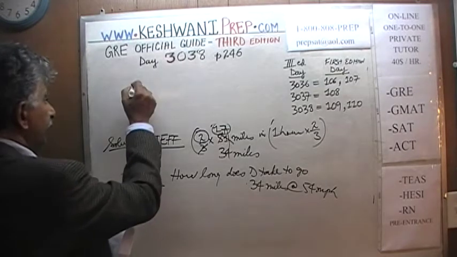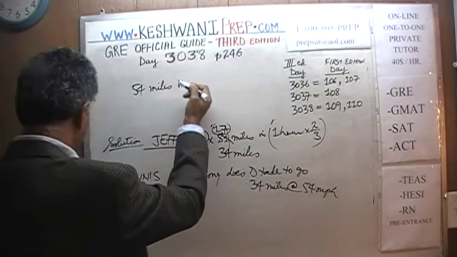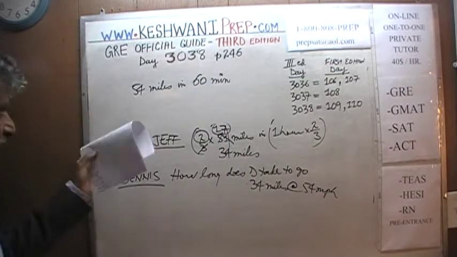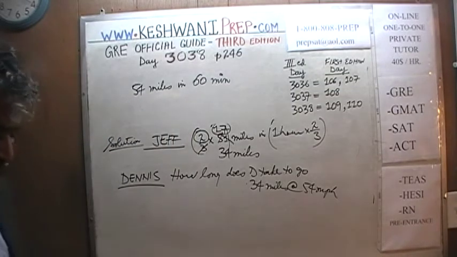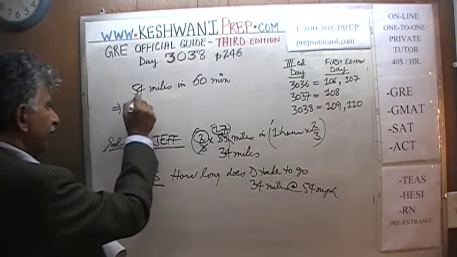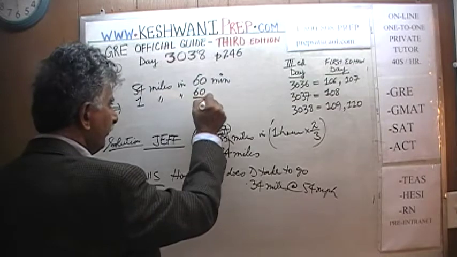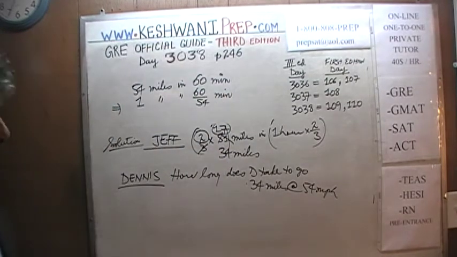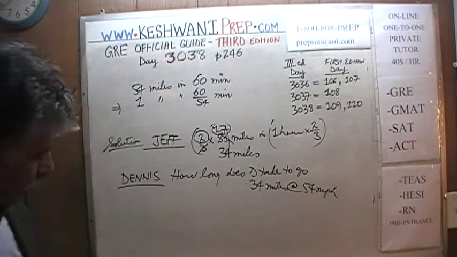So let's start with that. 54 miles in 1 hour, which is same as saying 60 minutes. This is Dennis, do you understand? Well, if he's going 54 miles in 1 hour in 60 minutes, which must imply that he must go 1 mile in 1/54 of the amount of time. Right? Well, if he can go 1 mile in this much amount, we don't want him to go 1 mile.